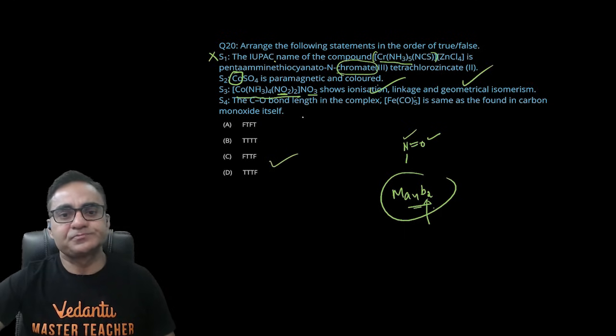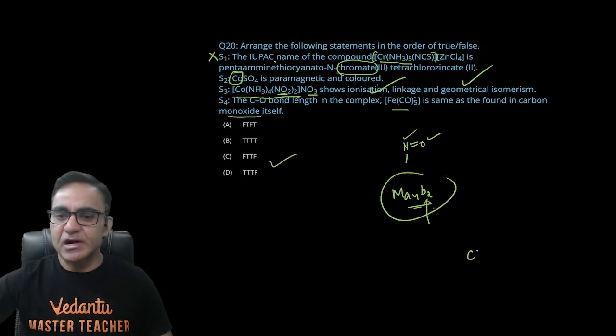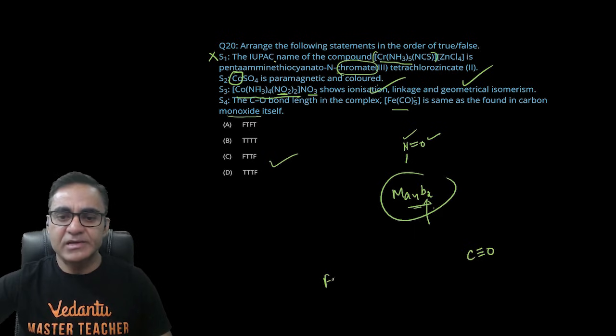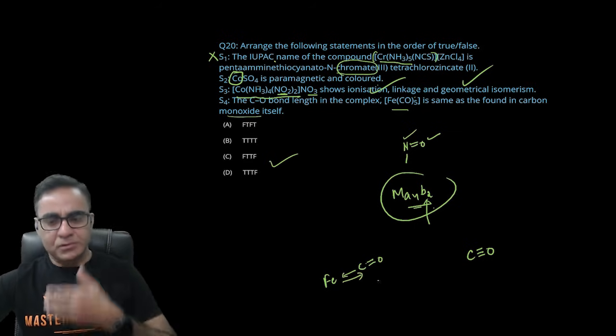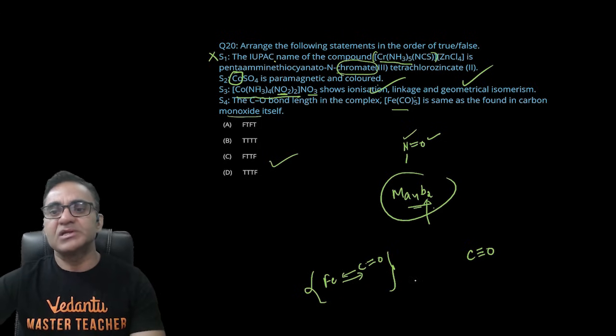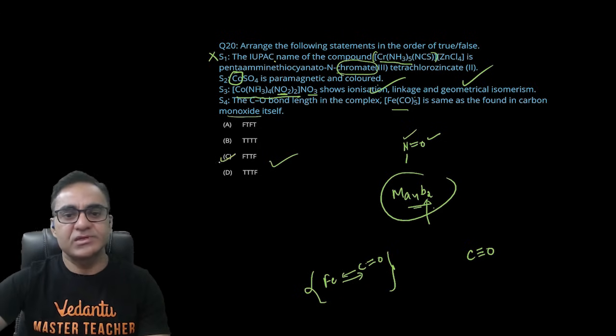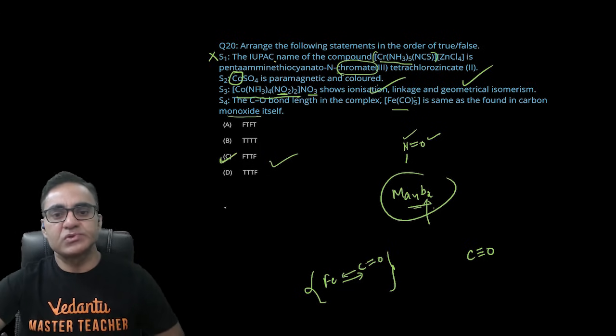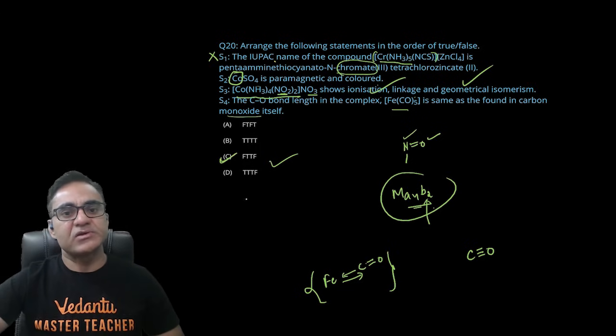लास्ट वाला देख लो. कार्बन ऑक्सीजन बॉन्ड लेंथ इन द कॉम्प्लेक्स दिस इज सेम एज फाउंड इन कार्बन मोनोऑक्साइड. गलत. एक्चुअली कार्बन मोनोऑक्साइड में ट्रिपल बॉन्ड होता है, और जब भी किसी भी मेटल के साथ बैक बॉन्डिंग करता है ये, तो इसका बॉन्ड ऑर्डर 3 से 2 हो जाता है. ऑलराइट. और बॉन्ड ऑर्डर अगर 3 से 2 हो जाएगा, यानी कि बॉन्ड ऑर्डर कम हो गया, तो बॉन्ड लेंथ बढ़ जाती है, तो सेम होना गलत हो गया, इसलिए फॉल्स हो गया लास्ट वाला स्टेटमेंट. सो योर करेक्ट ऑप्शन इज FTTF, दैट इज C.